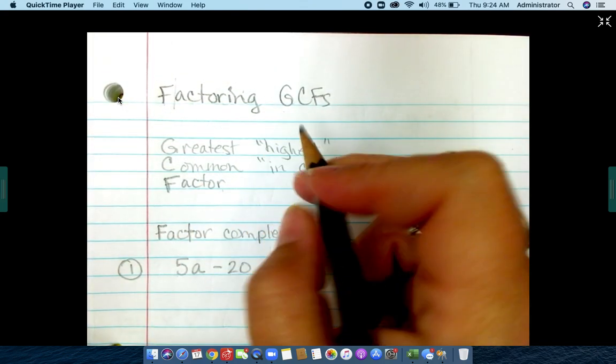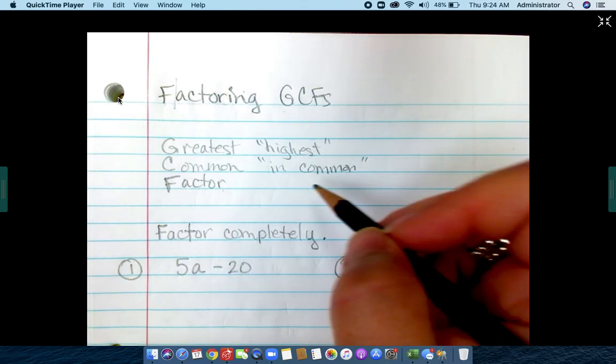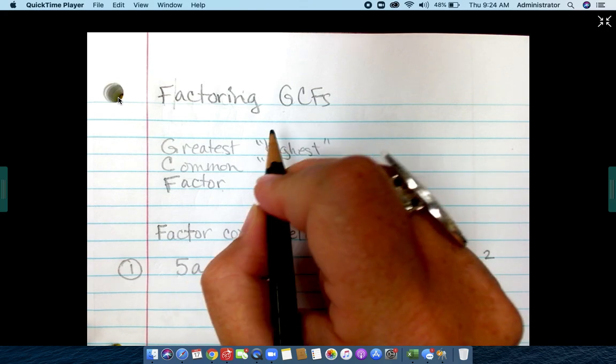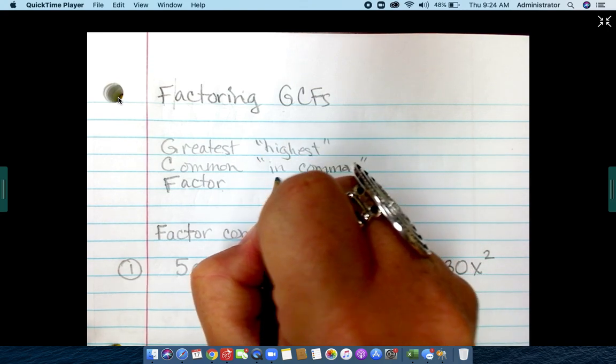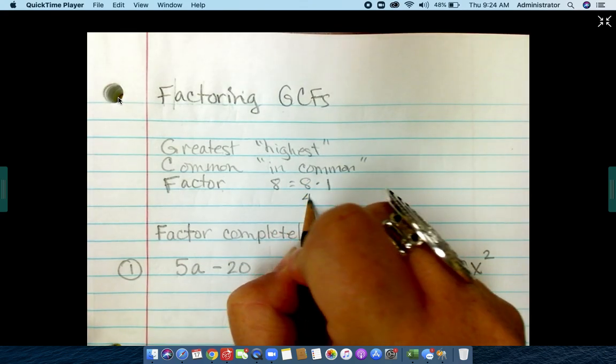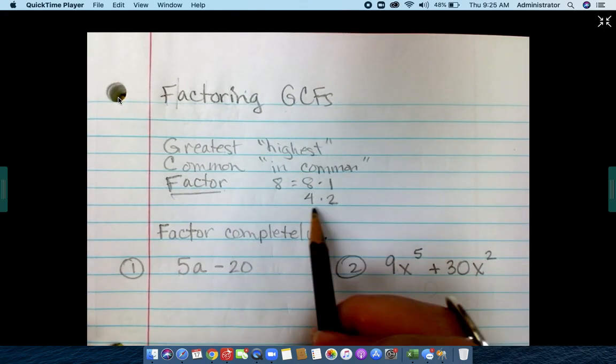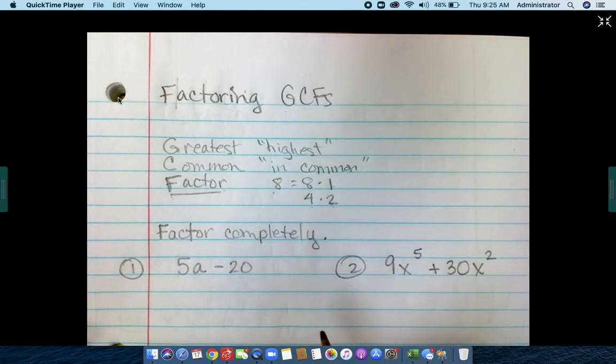And factor, these are the numbers that when multiplied together produce a product. So in other words, if I ask for the factors of 8, you might say, well, 8 and 1 are factors, and 4 and 2 are factors. So again, factors are the numbers that when multiplied give you a particular product.